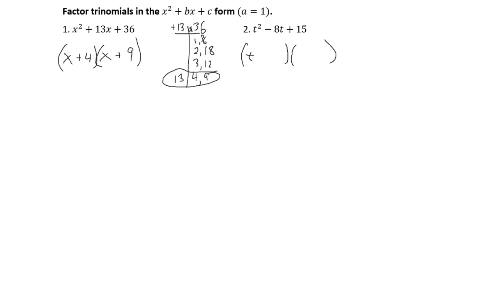So now we have a variable of t, so we put a t there. Back sign's positive, so both of our signs will be the same. This is a negative and negative. What are two numbers that multiply to give you 15 and add to give you negative 8?